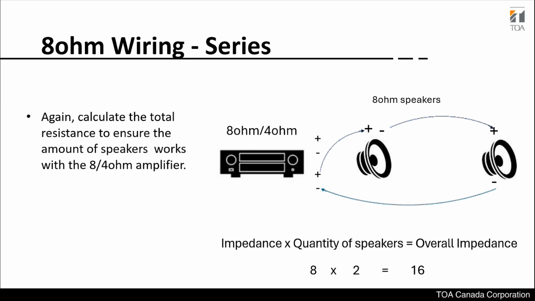So let's discuss 8-ohm wiring in series. Of course, when you connect 2 speakers in series, it will be 16 ohms. Again, first calculate the total resistance and ensure the amount of speakers works with the 4-ohm amplifier. So if this is an 8 or 4 ohm amplifier and you connect 16-ohm speakers, the total power transferred to the speakers will be half, because their impedance increases 2 times. So the amplifier cannot deliver this total amount to the speakers. For example, this amplifier has 100 watts at 8 ohms. At 16 ohms, it will be less than 50%.